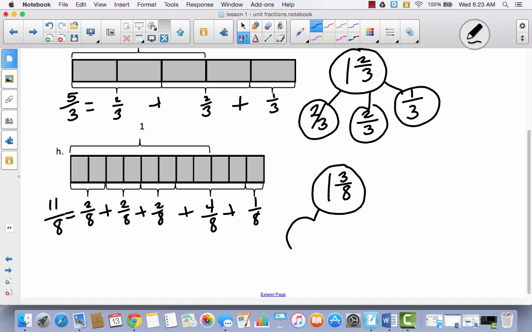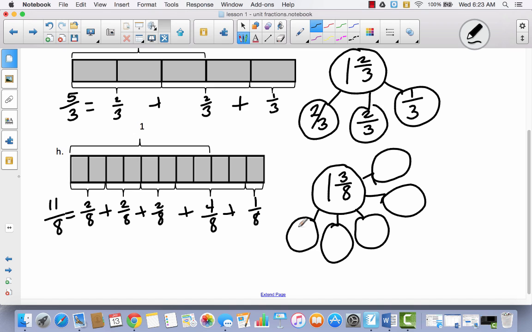Then I'm going to have to draw 5 number bonds. I'm going to try to draw these bigger so that I can make them big enough so that you can read them. It's nice to have all this room. All right, so I've got 2/8, 2/8, 2/8, 4/8, and 1/8. Okay?